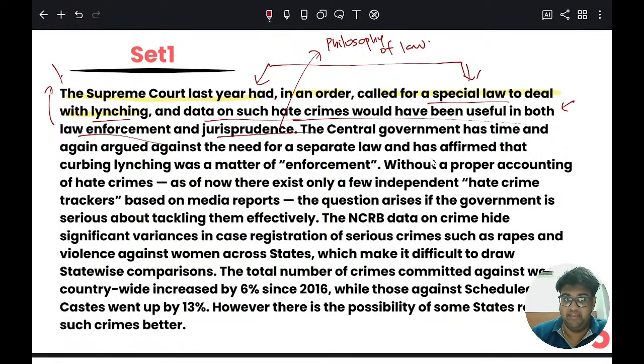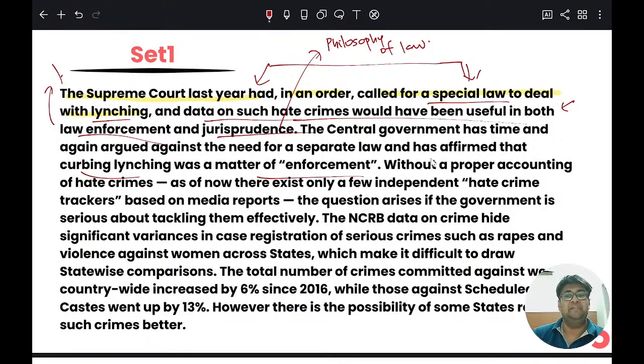Separate law has affirmed that curbing lynching was a matter of enforcement. Okay, they're saying that curbing lynching is a matter of enforcement. Without a proper accounting of hate crimes as of now, there exist only a few independent hate crime trackers based on media reports. Now they're saying that if you're not serious about this, it is going to be a problem.